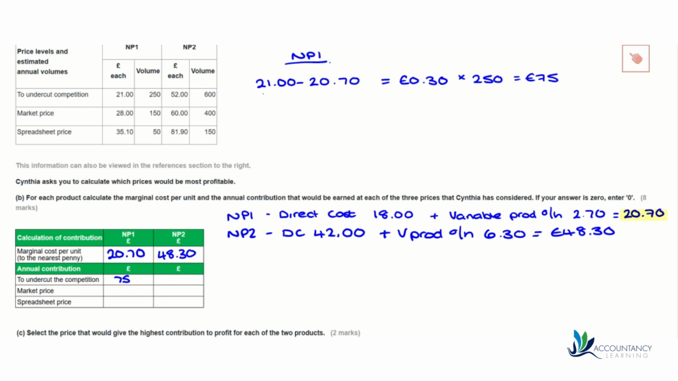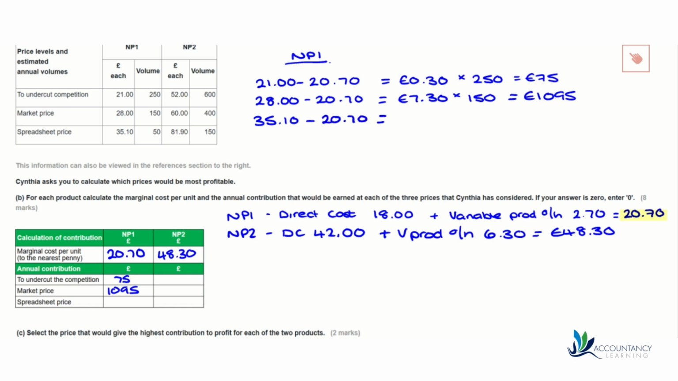Same again for the market price. So you've got the £28, take away the marginal cost that we've just calculated. That gives us £7.30. Multiply that by the volume of 150 units, which gives us an annual contribution of £1,095. And then lastly, the spreadsheet price, £35.10 minus the £20.70 leaves us with £14.40. And we multiply that by the volume of 50, and then that gives us £720.